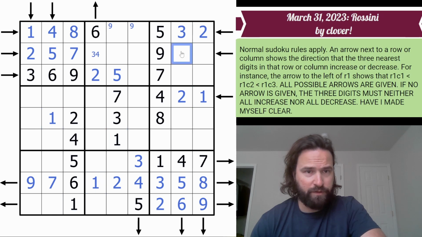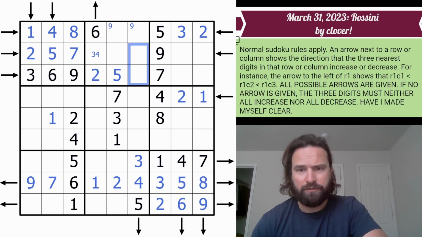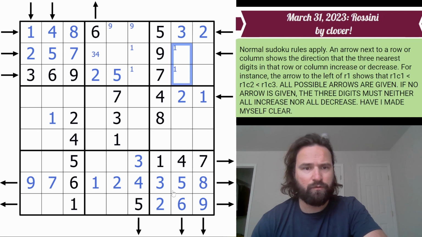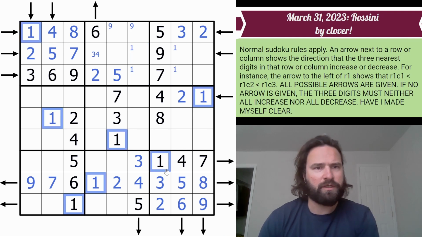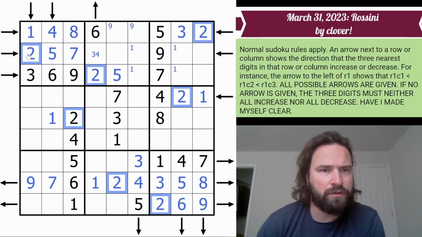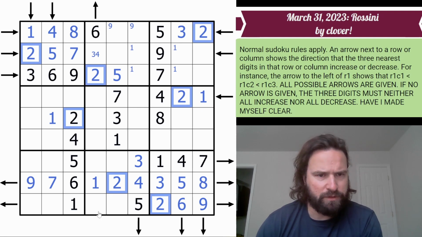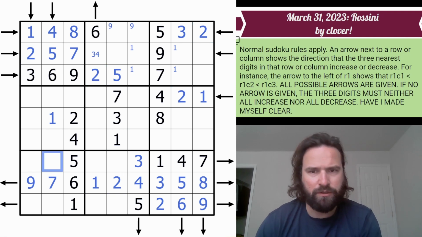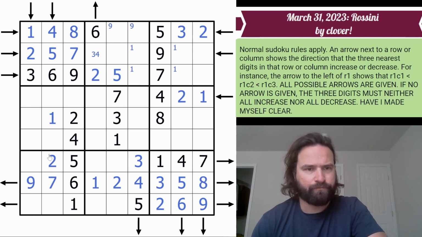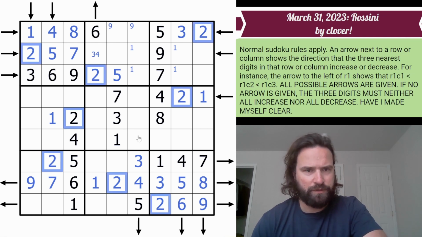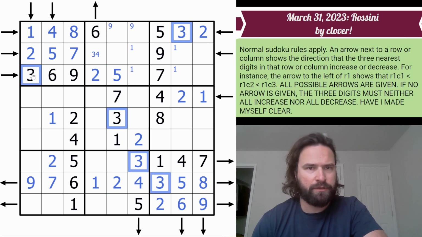And one and one of these. And one and one of these. That's unfortunate. Alright, so we can fill that out. Ones, ones. I think that's it for ones. Twos. Almost done with twos. There's a 2 here. There's a 2 here, and that's the last 2, right? Yes, sir. Alright, threes.